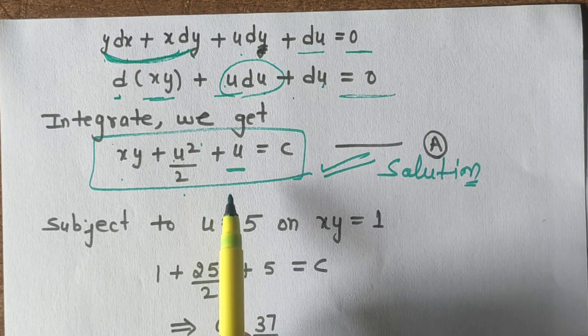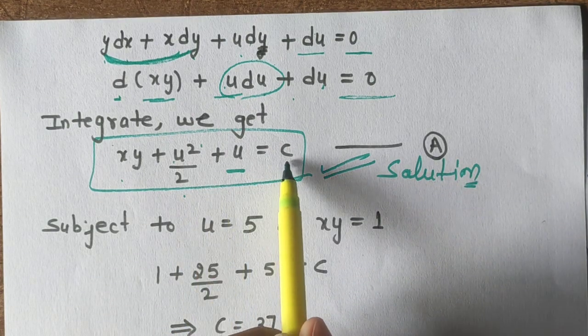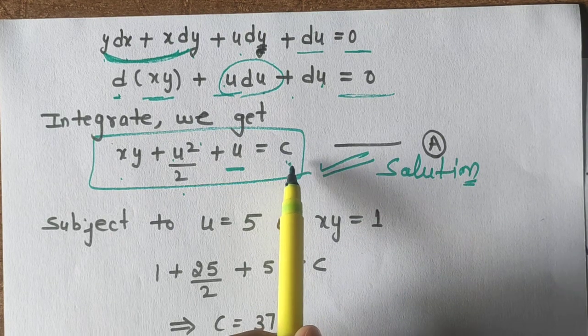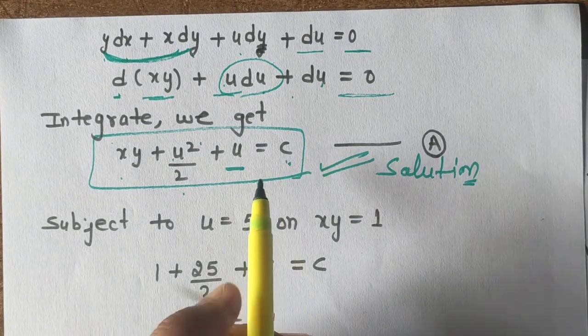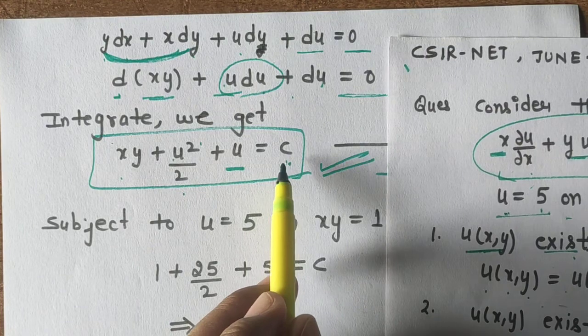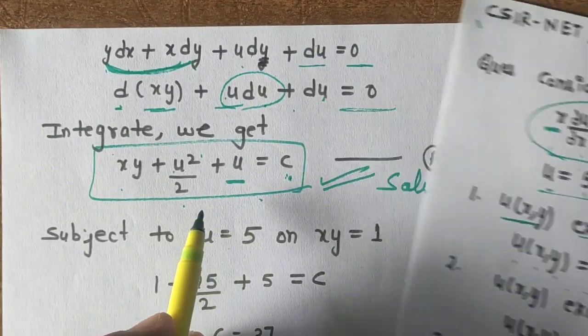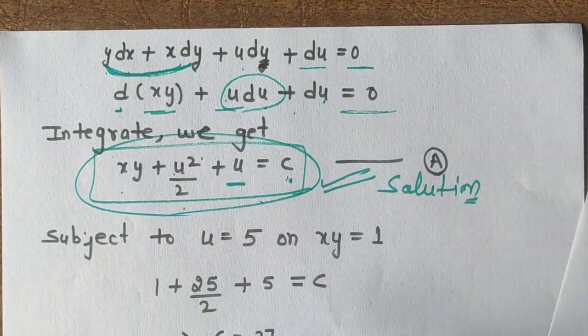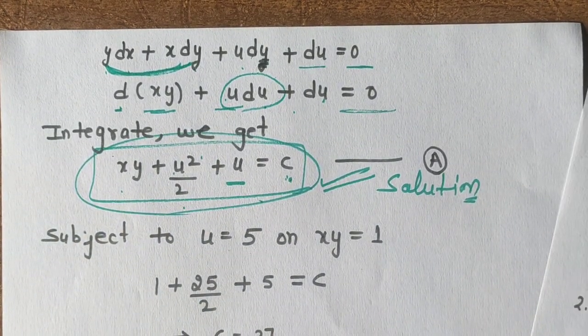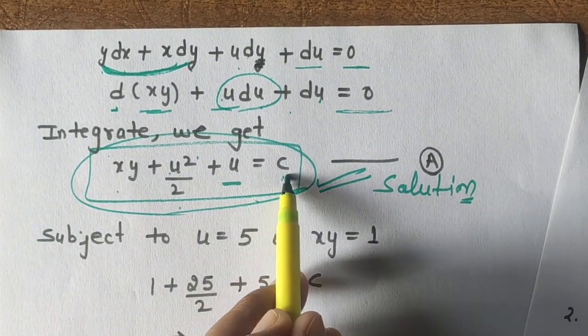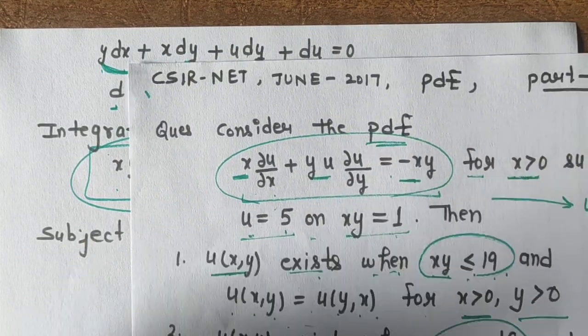Only one thing is remaining, we can calculate the value of c and the condition is given. If the value of c is calculated, then this becomes the solution of the partial differential equation and we can check the options one by one. First of all, we have to calculate the value of c and the condition is given here.